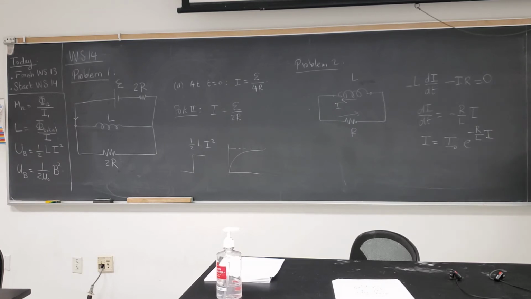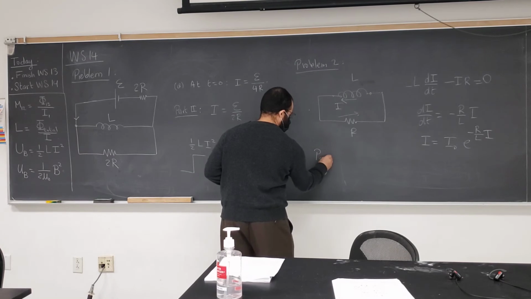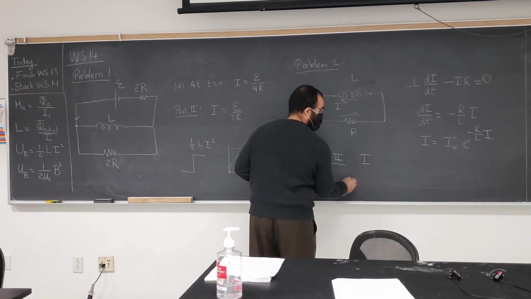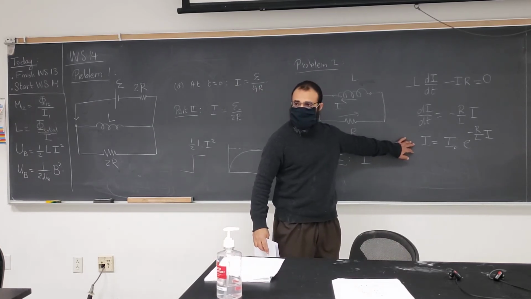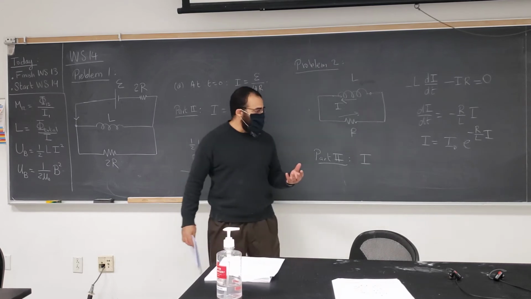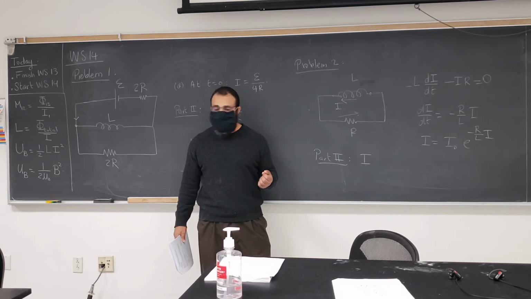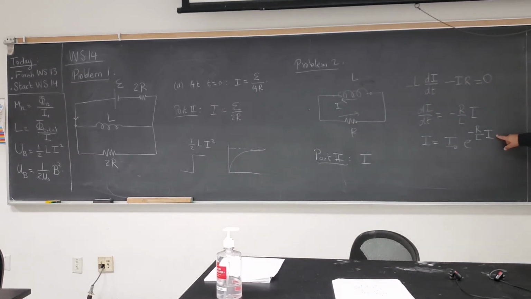Let's look at part two. The current as a function of time is this, right? As a function of time is that. So what's the current when the time is equal to L over R? So what does this mean? This is not correct, right? T, yeah, not I, T. Just realized it. It should be time.